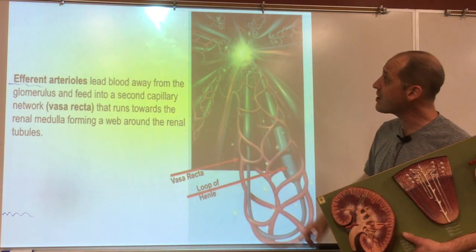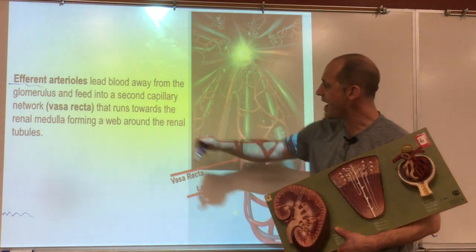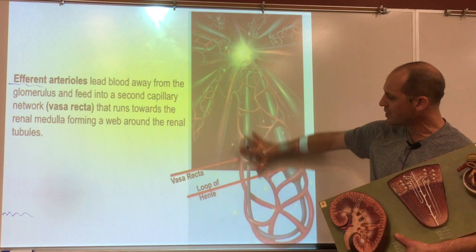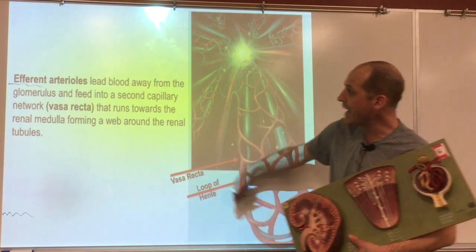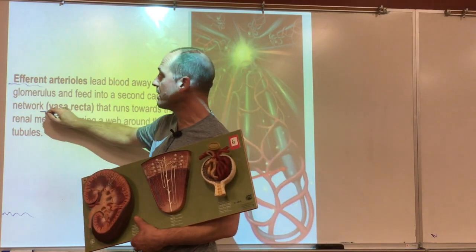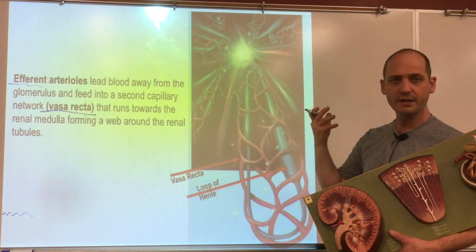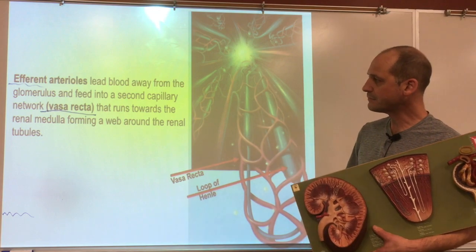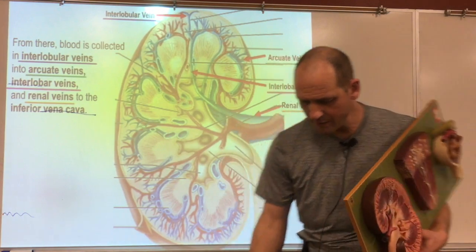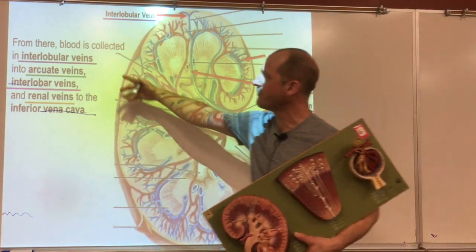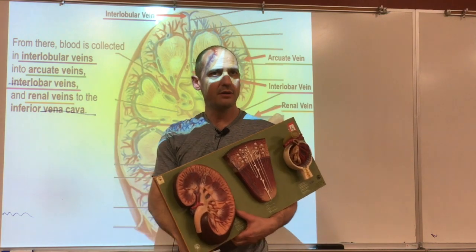And then from there, the blood goes and hangs around, makes a meshwork sort of, that hangs around that loop of Henle going deep into the medulla. And we call that the vasa recta. And that picks up all that fluid again, basically, and lets some be secreted. And then from there, we're going to get into the interlobular vein, the arcuate vein, the interlobar vein, the renal vein, and bye-bye, renal cave.